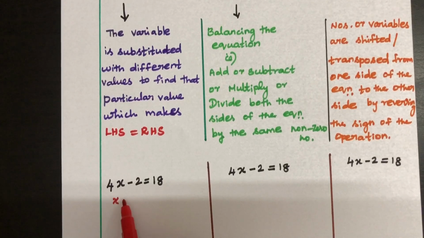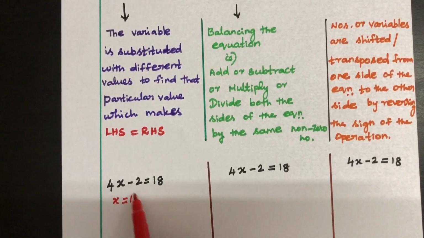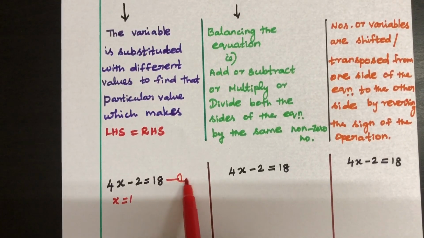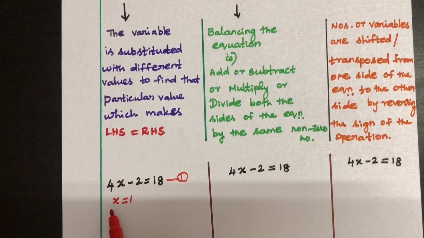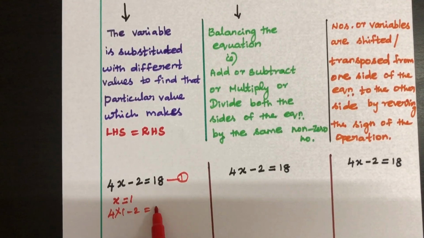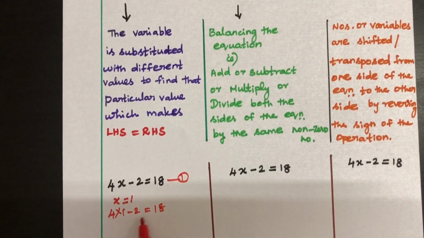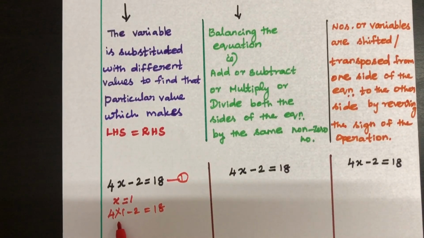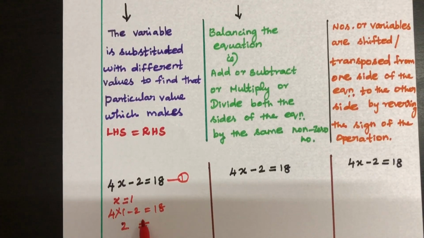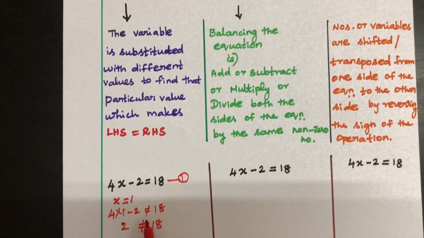For example, suppose x equal to 1, what will happen? If we substitute x equal to 1 in equation 1, 4 into 1 minus 2 is equal to 18. Is it right? 4 into 1 is 4 minus 2. 4 minus 2 gives us 2. This is not equal to 18. So, it is not possible.